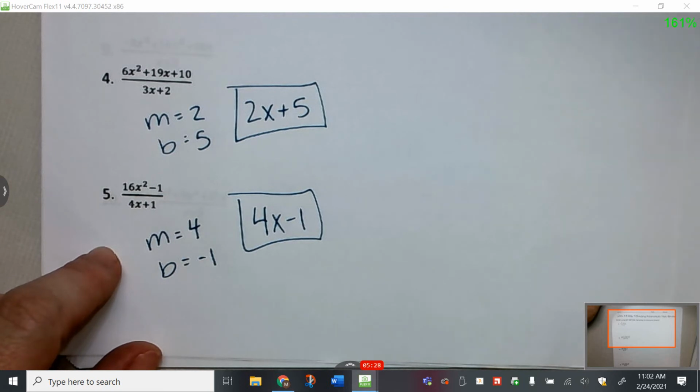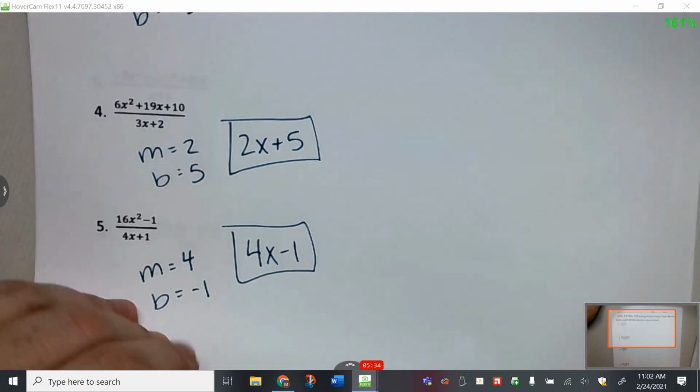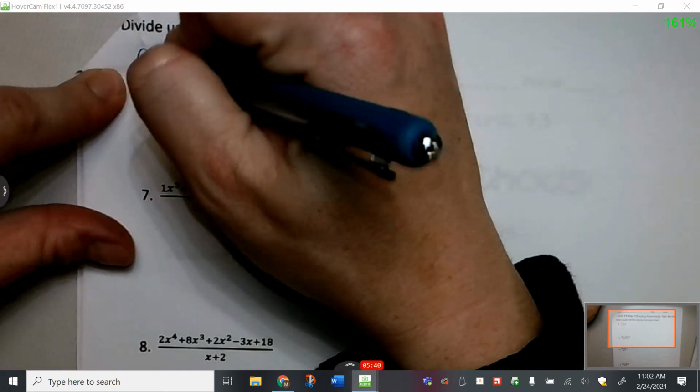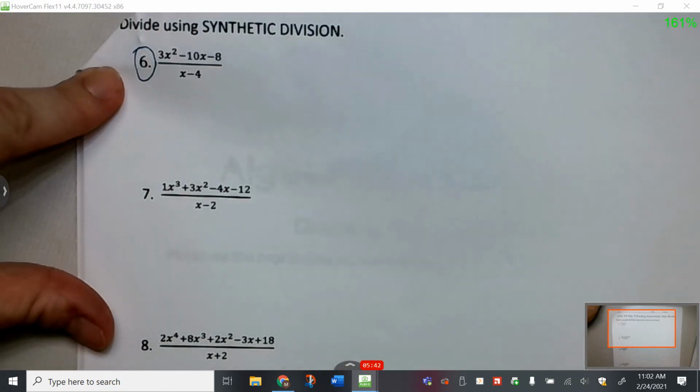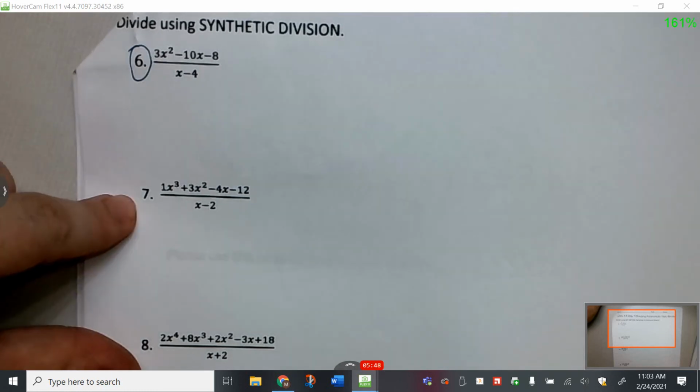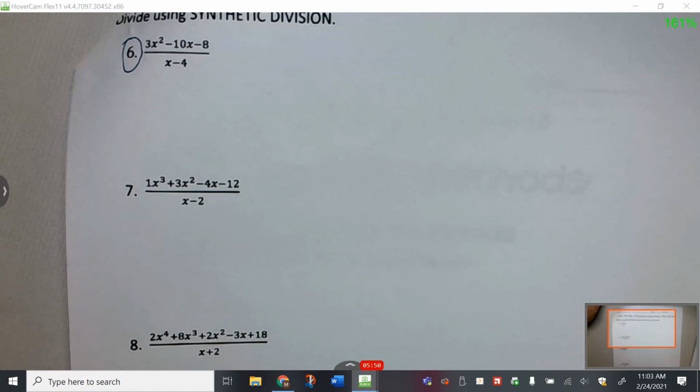On your test, there are some that, like the back, okay? Remember, I'm saying you don't have to do the back because it's synthetic division. You can do number 6 in the calculator. You can do number 10. You can do number 9. But 7 and 8 are a little different, so I'm going to go over that. Okay, so let's go ahead and do 6.